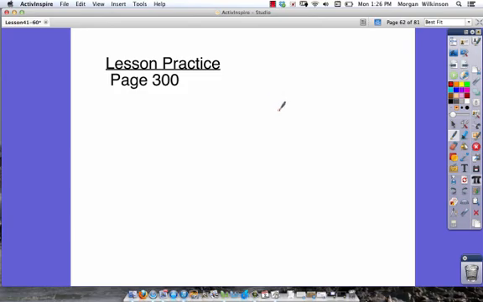We'll practice this some more with our lesson practice on page 300. Make sure you've got your notes completed. Have a nice afternoon.